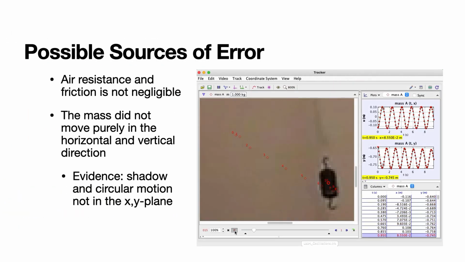In this lab, there are two main possible sources of error. First is that, unlike assumed, the dissipated forces of air resistance and friction are likely not negligible since the observation has evidence that energy is not constant. The second is that the mass did not purely move in the horizontal and vertical directions, which could also explain the evidence that energy is not constant.